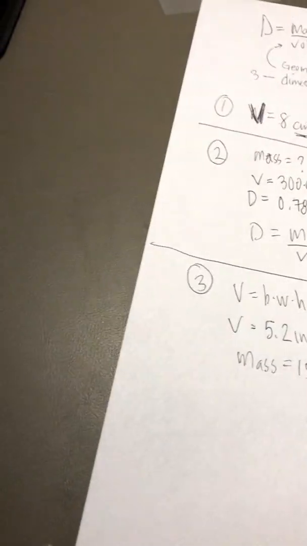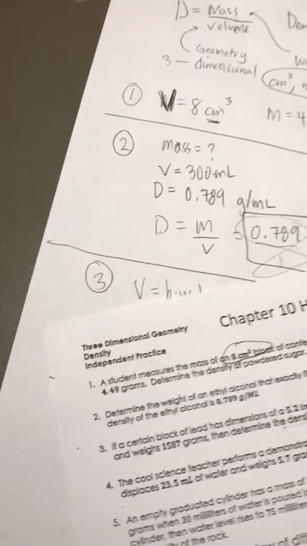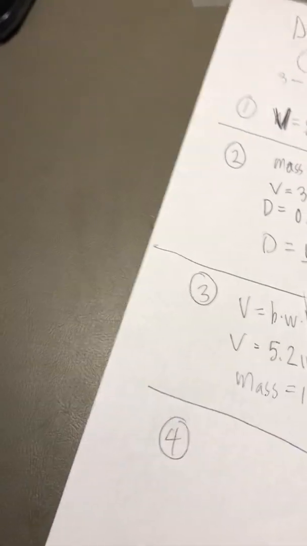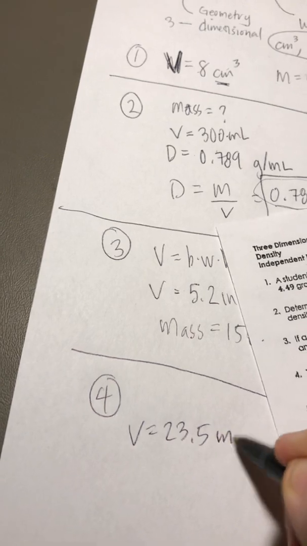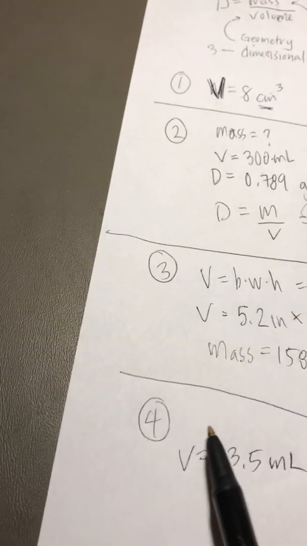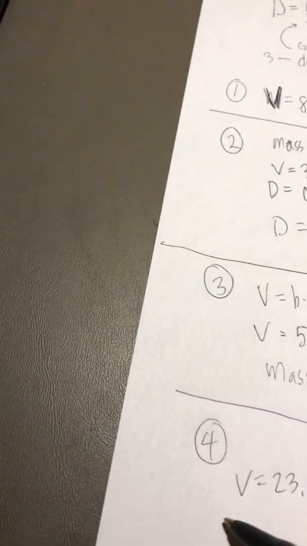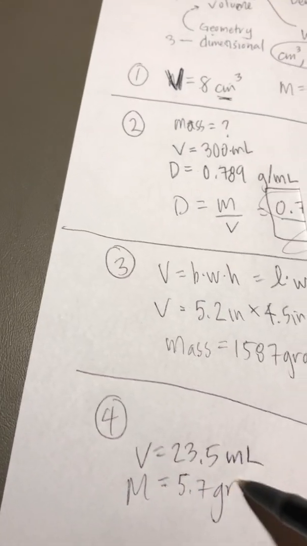It says, a cool science teacher performs a demonstration and finds that the cork displaces that amount of water. So that must be our volume, because we know volume can be measured in milliliters, okay? Now it says not only does it displace this amount of water, but it weighs. So that must be our mass. The weight is 5.7 grams.